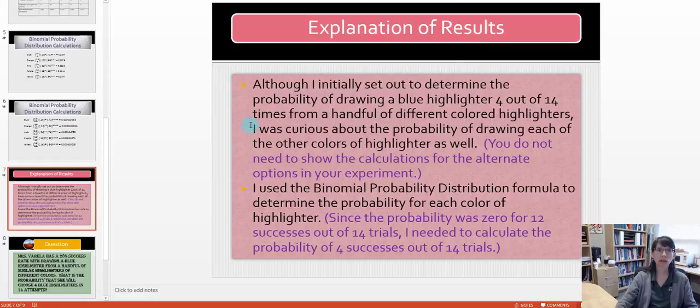The explanation of results. Although I initially set out to determine the probability of drawing a blue highlighter 4 out of 14 times from a handful of different colored highlighters, I was curious about the probability of drawing each of the other colors of highlighters as well. Now, you don't need to do that, but you may. I used the binomial probability distribution formula to determine the probability for each color of highlighter. And since the probability was 0 for 12 successes out of 14 trials, I needed to calculate the probability of 4 successes out of 14 trials.